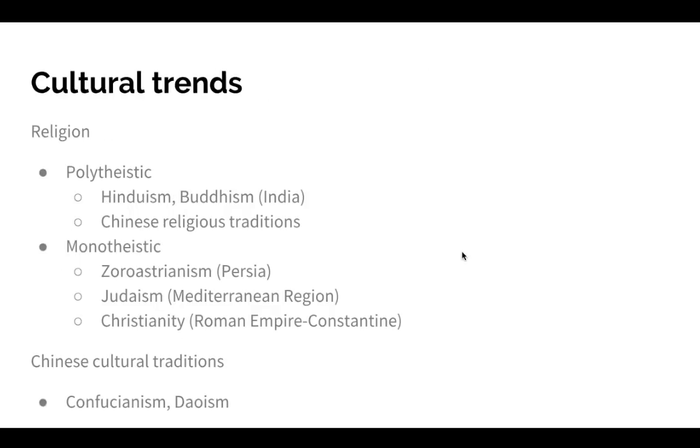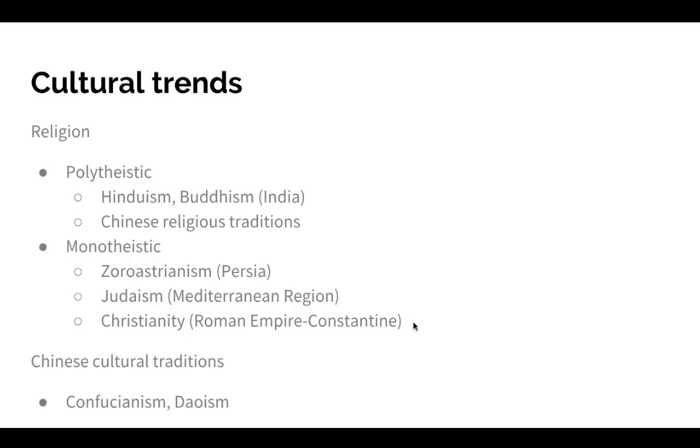So for culture, we have the major world religions, and I've got them sorted into polytheistic and monotheistic. So in India, we have Hinduism and Buddhism. Eventually, Buddhism is going to treat Buddha as a god and take on more of the character of a monotheistic religion, but it's never a religion that says there is only one god. And then the religious traditions in China are polytheistic. And during this era, we have Zoroastrianism in Persia and Judaism and Christianity as the first monotheistic religions.